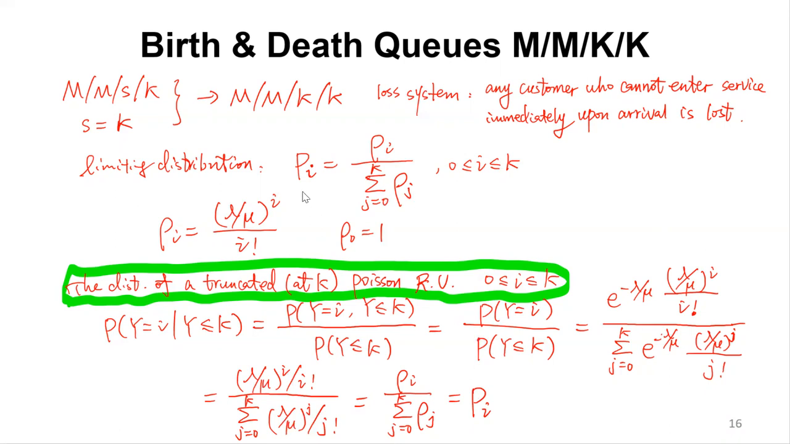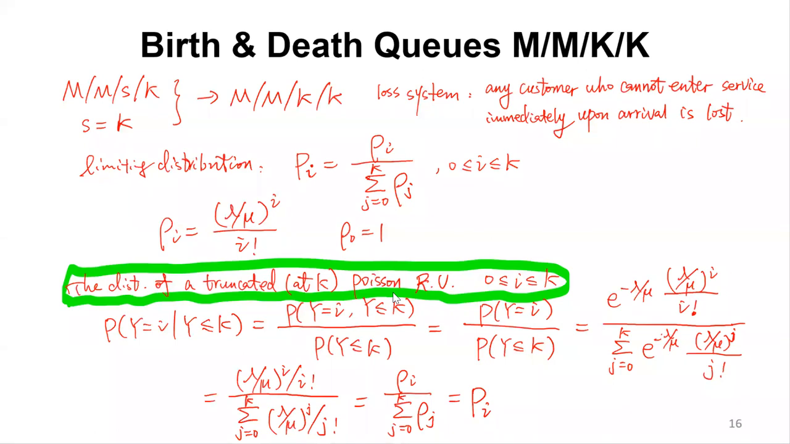So that's why this limiting distribution is actually the truncated Poisson random variable, and it equals π_i. Make sense? So this is actually the proof. This is a truncated Poisson random variable, truncated at K. If we put this Poisson distribution into this equation, we will be able to get this equals rho_i right here. So that's why for the M/M/K/K loss system, the limiting distribution π_i is the distribution of a Poisson random variable truncated at K.